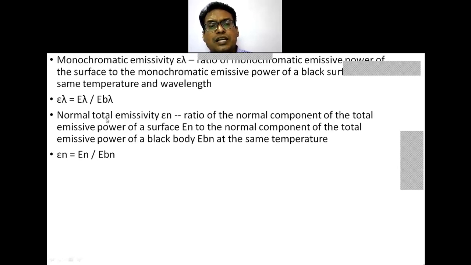Then the next term is the normal total emissivity, epsilon n. This epsilon n, the normal total emissivity, is the ratio of the normal component of the total emissive power of a surface, En, to the normal component of the total emissive power of a black body, Ebn, at the same temperature.